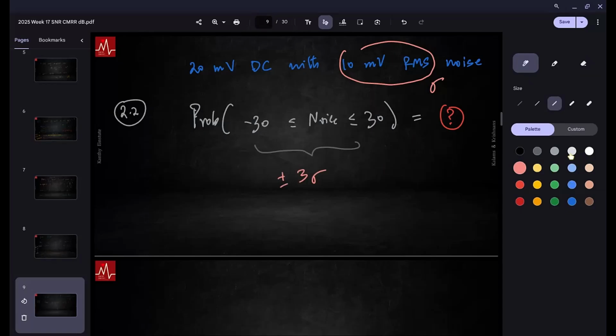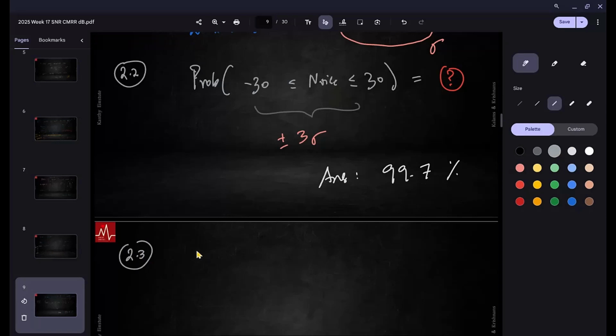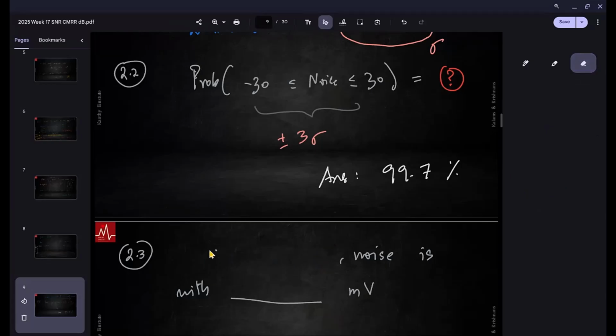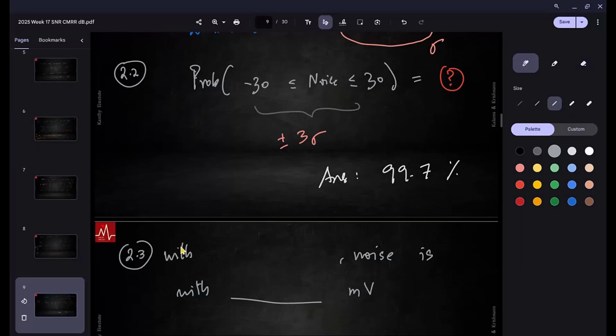Okay, so your answer is 99.7%. With 99.7% chance, noise is within dash millivolt, plus or minus dash millivolt, right? Millivolt, the answer is of course 30.